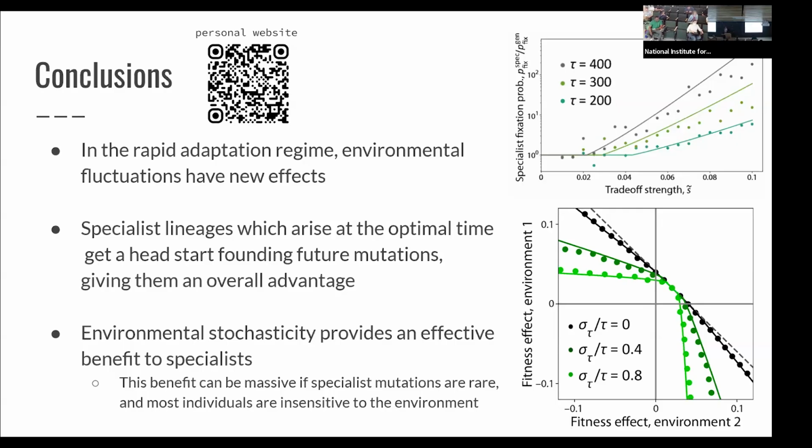But one implication you do get is that this effect where the most successful lineages are those that got the right mutations at the right times. So if you look at the history of successful mutations, they'll track environmental states and even anticipate them.